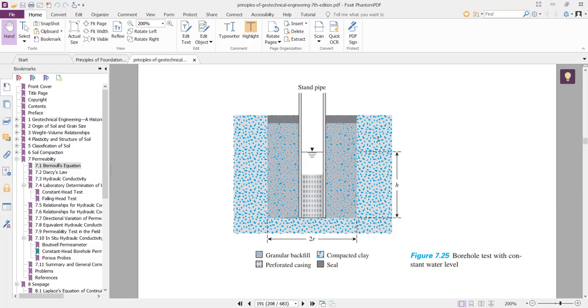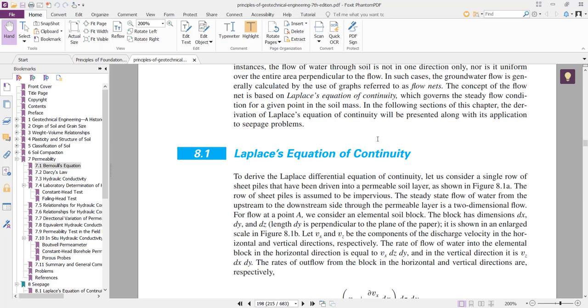So this is an overview about the coefficient of permeability. Now we will start to talk about seepage.